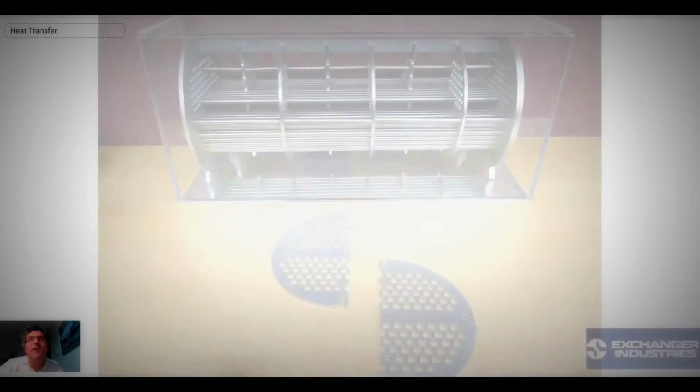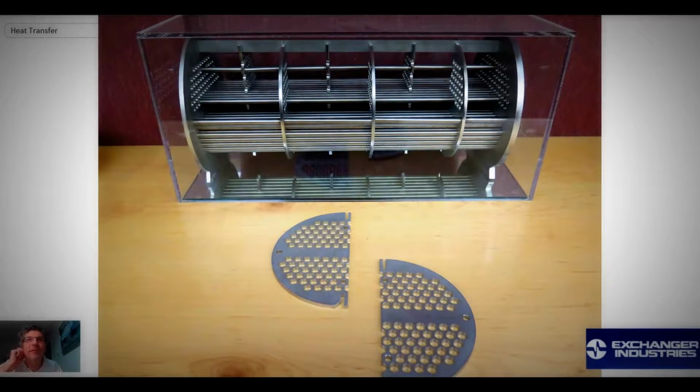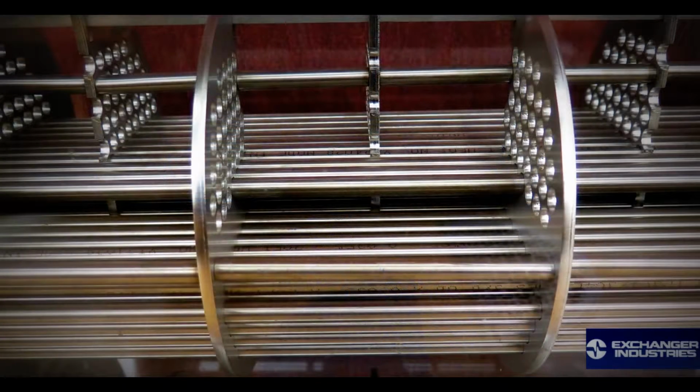Now, another form of heat exchanger that we're going to look at in the next few lectures is the shell and tube heat exchangers. So let's begin by looking at that. So here we have a model of a shell and tube heat exchanger. You can see the baffles in the front. And so the baffles are what the tubes are going through.